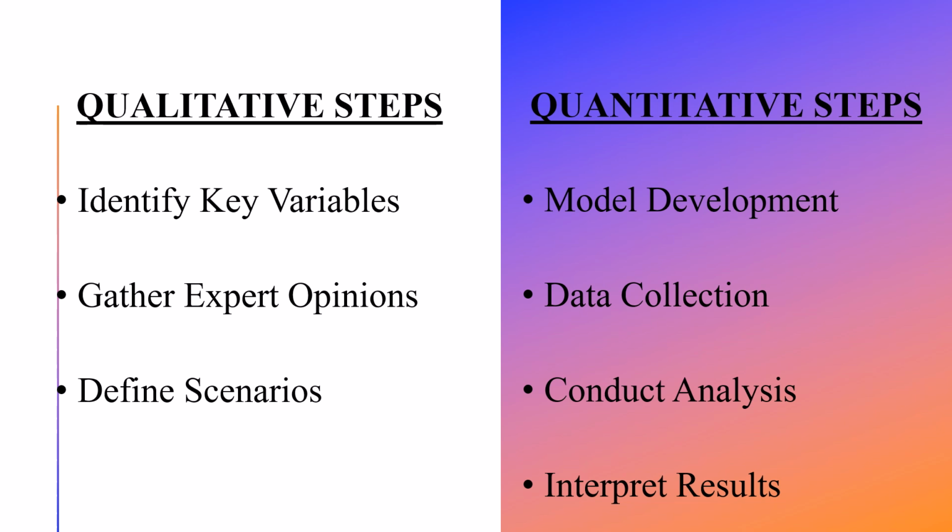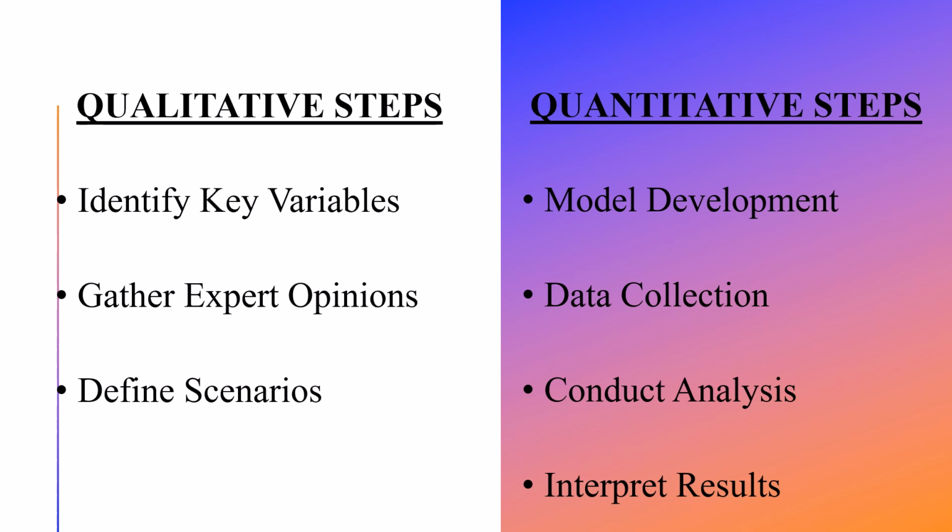For the quantitative steps, first is model development, building a mathematical model that incorporates all the key variables we've identified. Second is data collection, which gathers numerical data for these variables using historical data or forecasts. And third, conduct analysis by changing one variable at a time or multiple variables simultaneously within your model to observe how these changes affect outcomes.